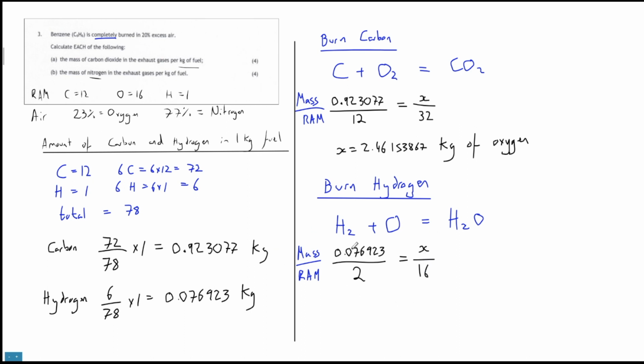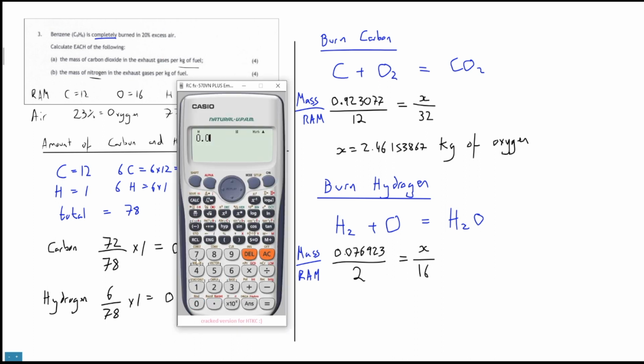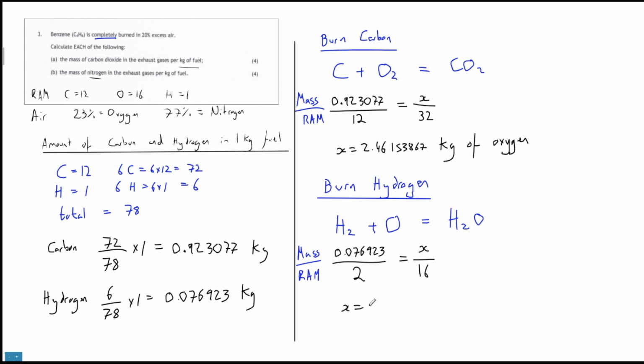Again, really simple calculation. We're just going to calculate this side and multiply by 16. So let's do that. 0.076923. Divide that by 2. And then we times it by 16. And we get 0.6153. X is equal to 0.6153.